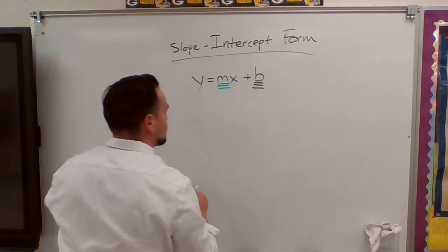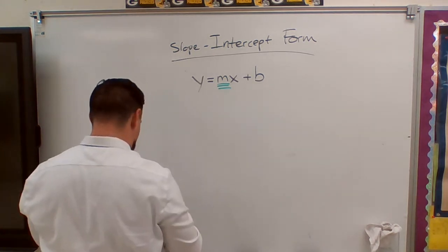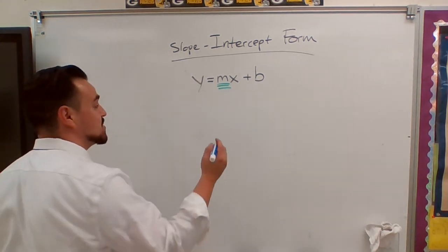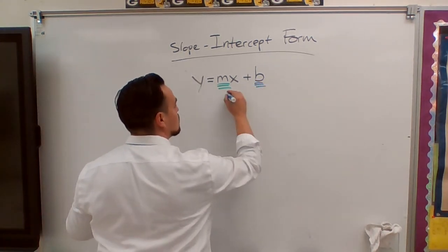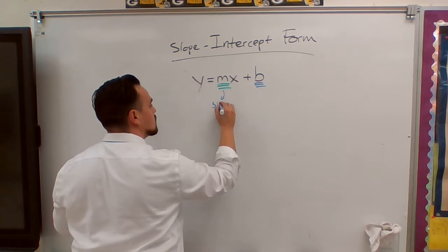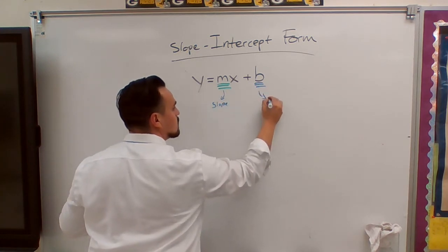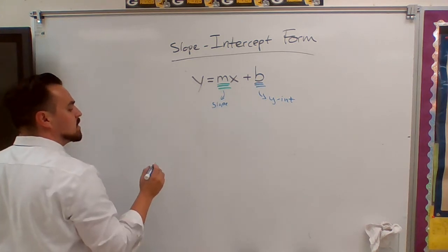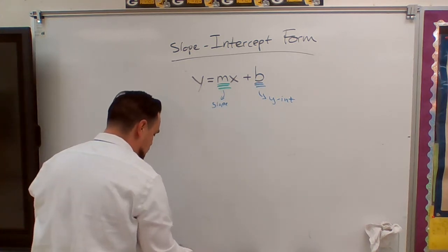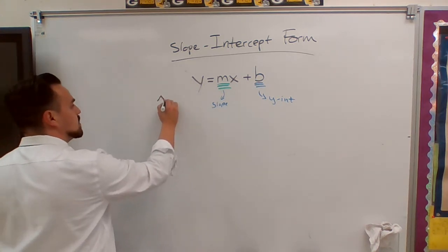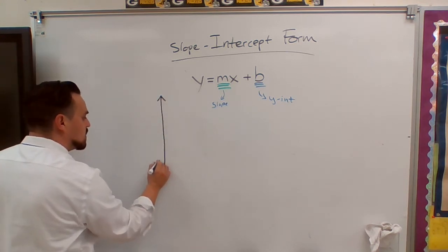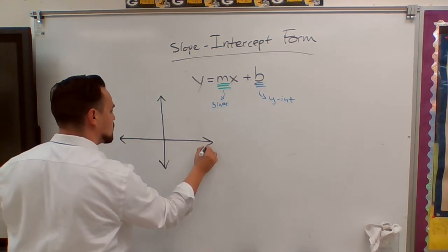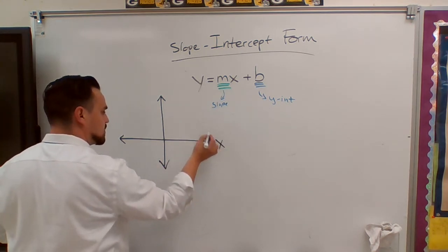So m is the slope. B is the y-intercept. That tells us where our line goes through the axes. So I'll give you one example, because then we do have to push on. Maybe I'll give you 2 examples.